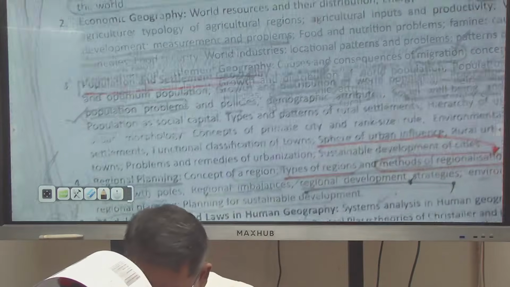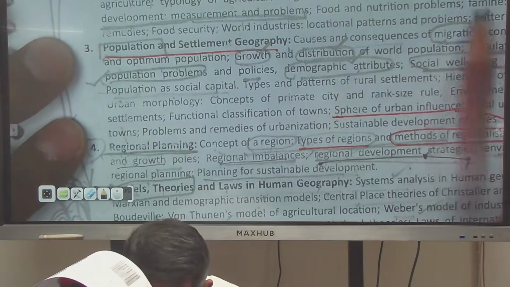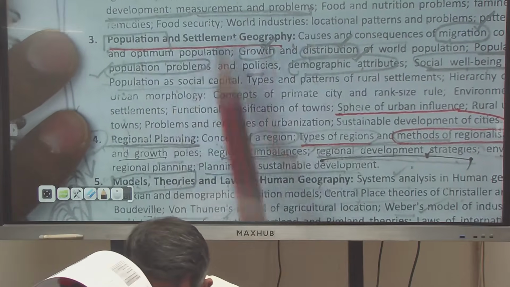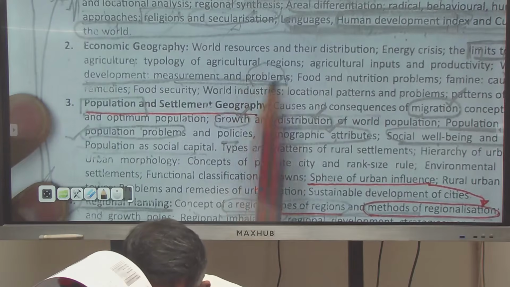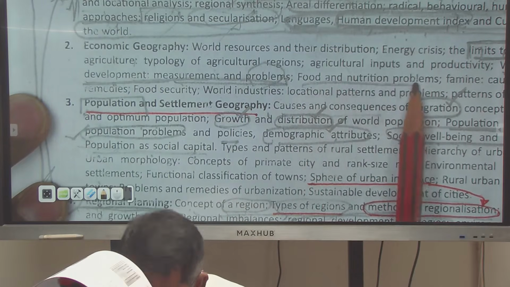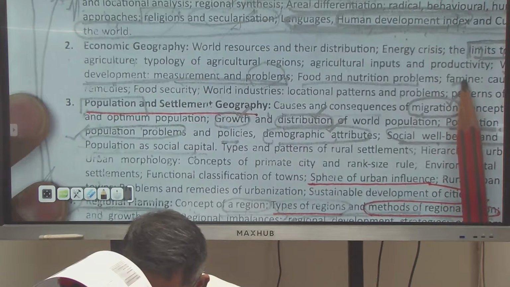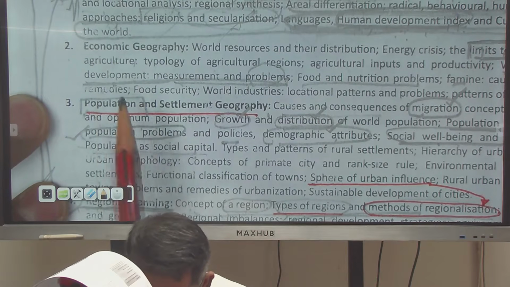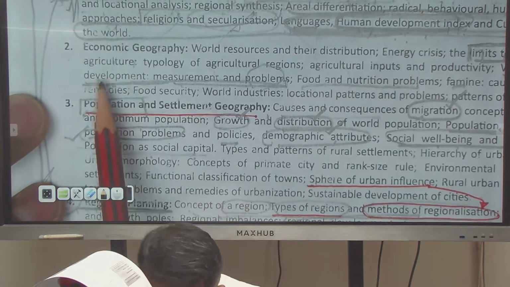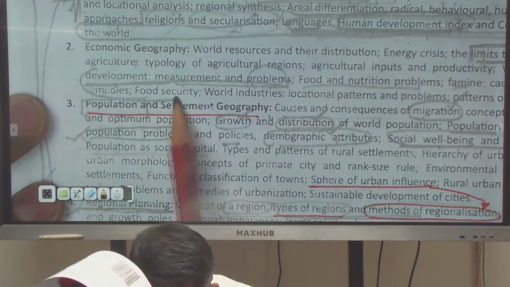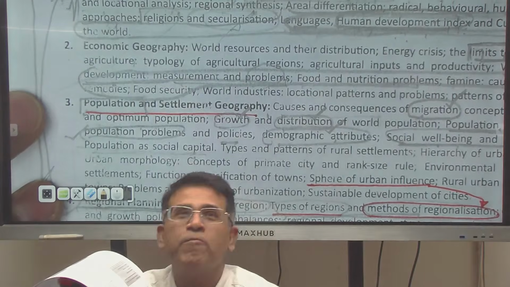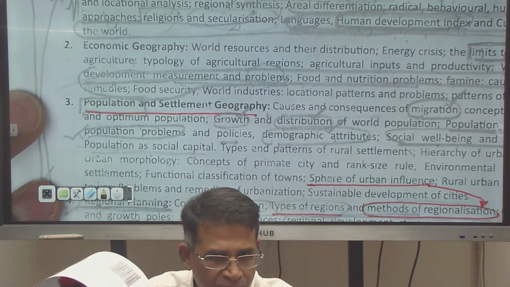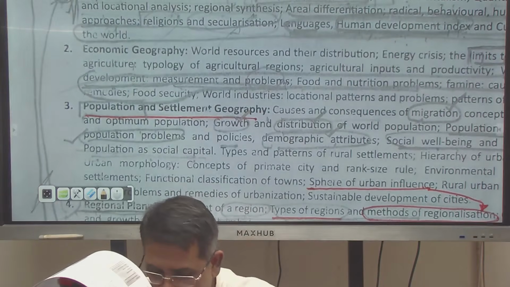In economic geography, there is development, measurement and problems, food, nutrition problems, famines, causes, effects and remedies, food security. तो ये जो टॉपिक इकोनॉमिक ज्योग्राफी का, I will take along with population. ठीक है? So this is the interlinkage I am helping you with.